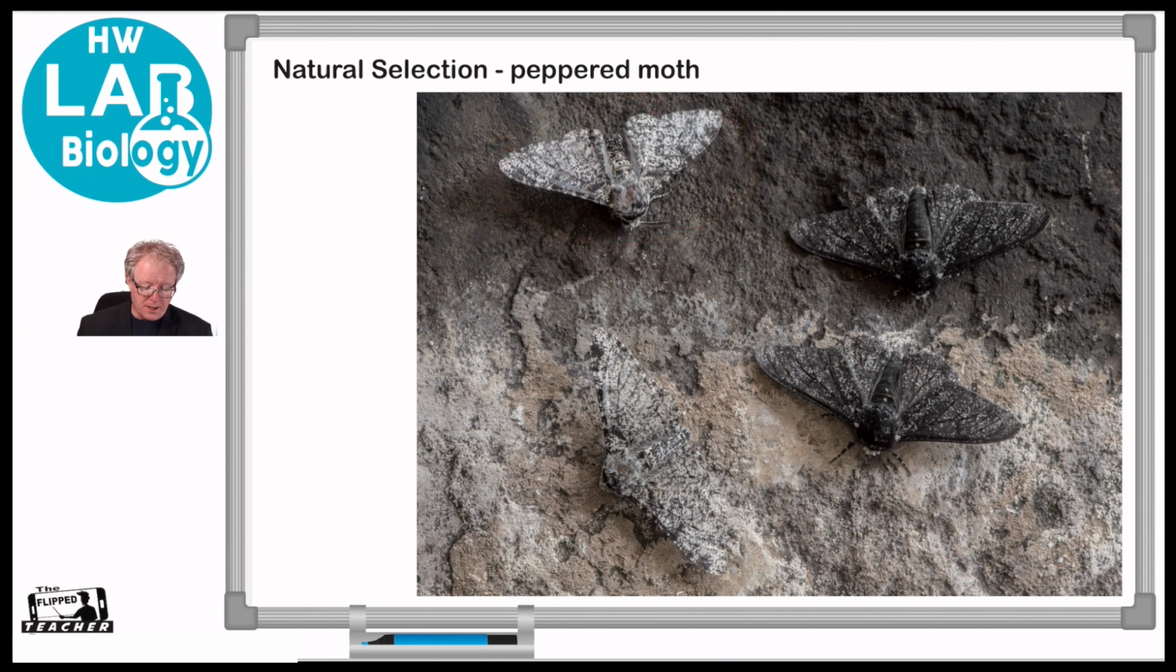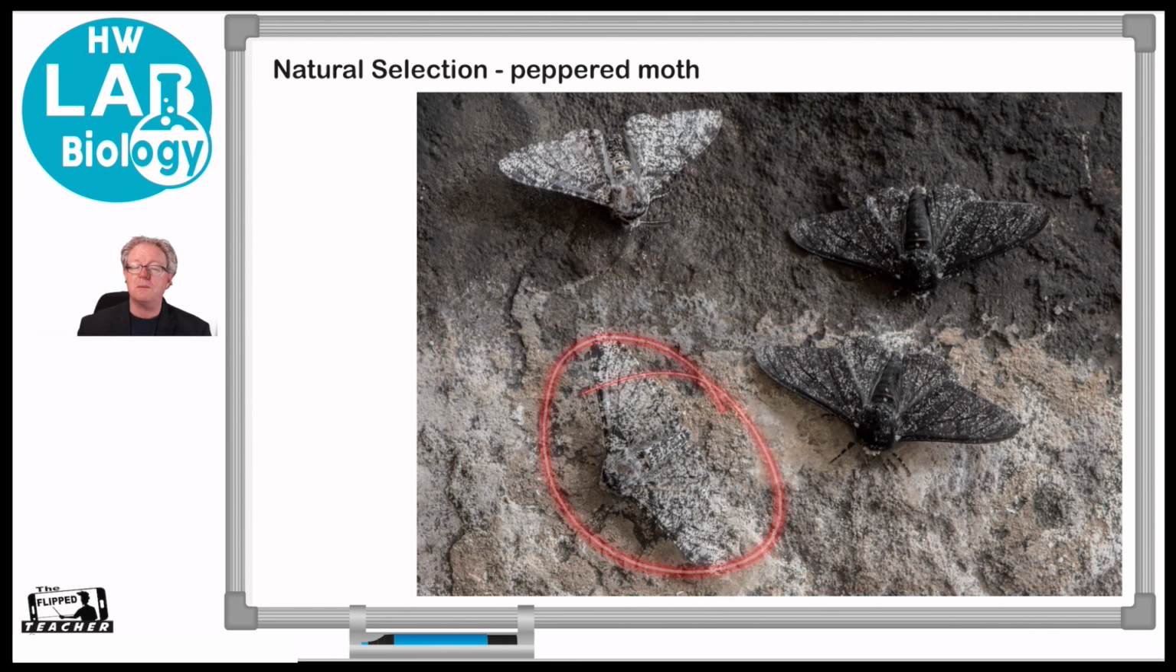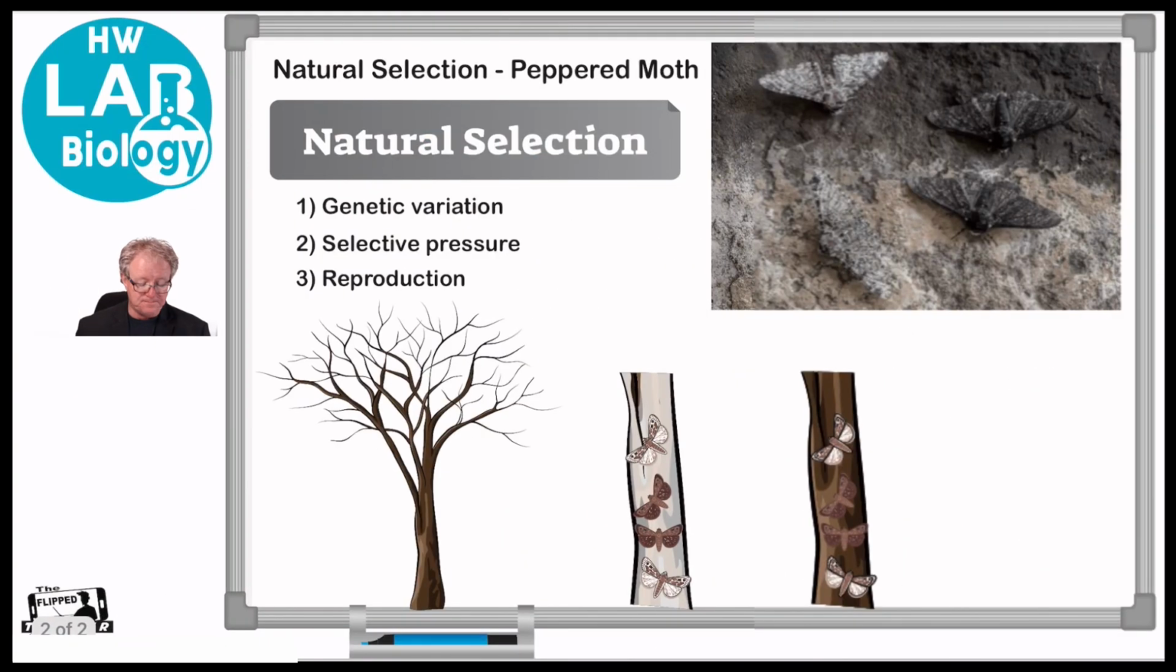So if you're going past and the tree has more white to the bark, then the white form tends to be more camouflaged, and the bird flying past is going to see the dark form. And so this idea about camouflage and peppered moths is used in a lot of textbooks to explain this idea of natural selection. So let's get into it.